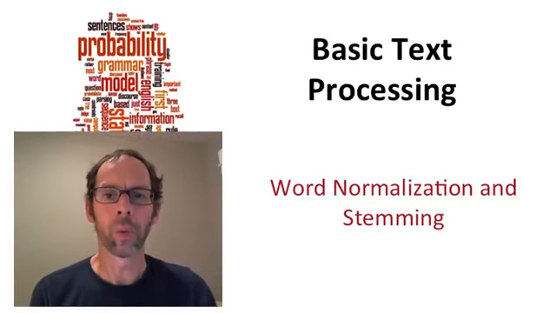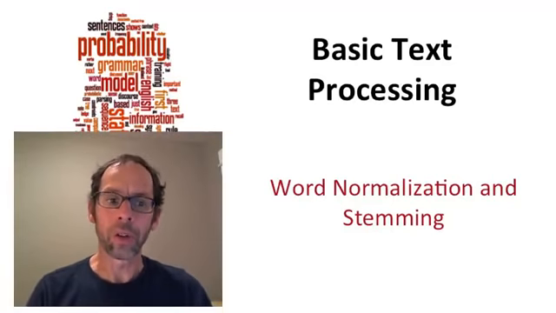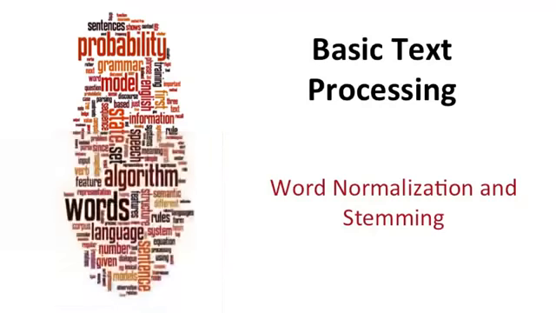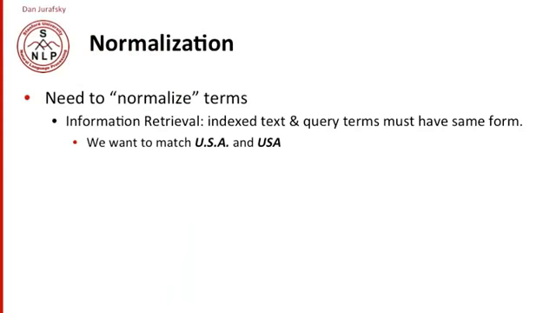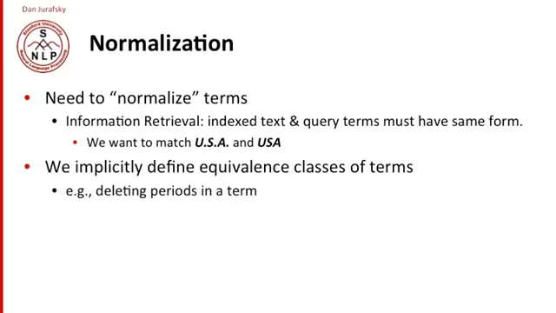Once we've segmented out words or tokenized them, we need to normalize them and stem them. So normalizing means different things. For information retrieval, for example, we require that the index text and the query terms have to have the same form. So we want to match u.s.a. to USA. If somebody asks a question or a query with one of them and the answer has the other, we want them to match. So it's like implicitly defining some kind of equivalent class of terms.